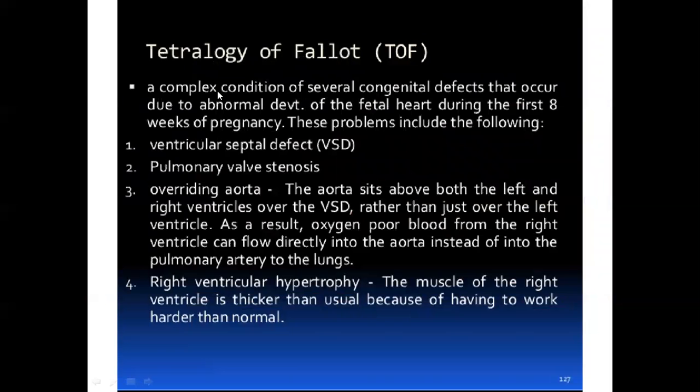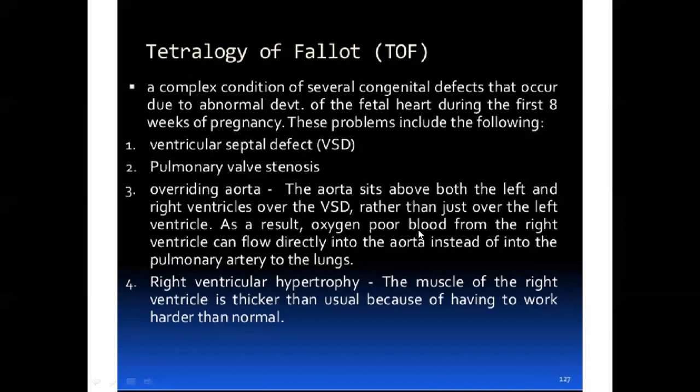Tetralogy of Fallot is a complex condition of several congenital defects that occurs due to abnormal development of the fetal heart during the first 8 weeks of pregnancy. These problems include the following. First, ventricular septal defect, pulmonary valve stenosis, and overriding aorta. The aorta sits above both the left and right ventricle over the ventricular septal defect rather than just over the left ventricle.